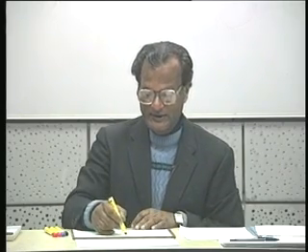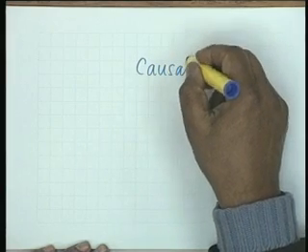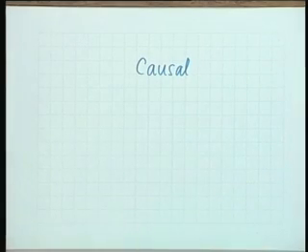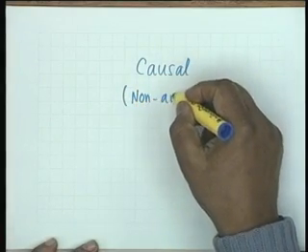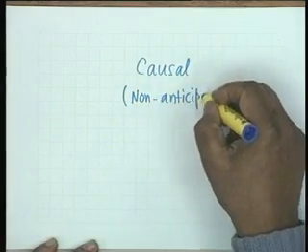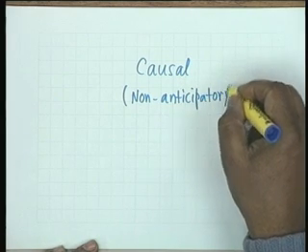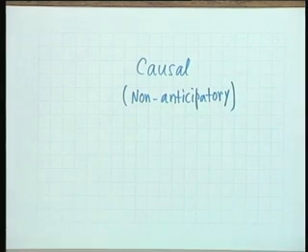The next term that we apply, this is the kind of network that we shall study. Causal. Causal is a word which has been defined in signals and systems, and the common name for causal is non-anticipatory. That is, it is a network which cannot anticipate.